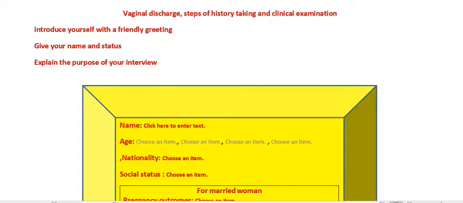Today we are going to discuss a case of vaginal discharge. We take steps for history taking and clinical examination. After introducing yourself and shaking the hand of the patient to make a good relationship, you will start to take the history of the patient.